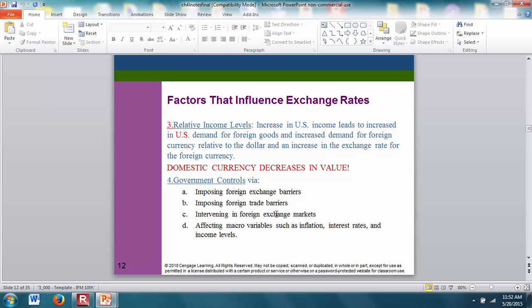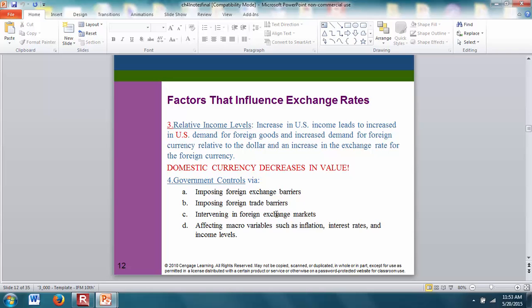So that is perhaps a little bit counterintuitive. As the economy gets better, we also can expect the currency to depreciate. Now we want to talk about government controls. So what are some examples of government controls? One is imposing foreign exchange barriers. So here we are saying that the government might restrict the free movement of the currency. They might not allow people from abroad to buy the US dollars, or perhaps, people in the US to buy the foreign currency. The second is imposing foreign trade barriers.